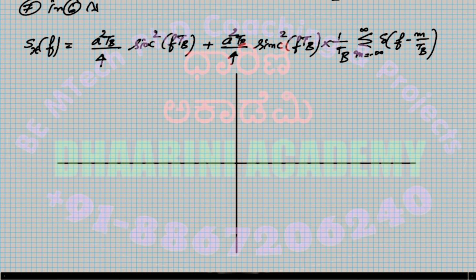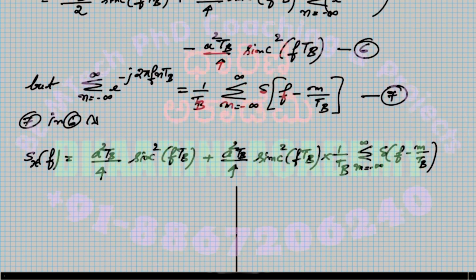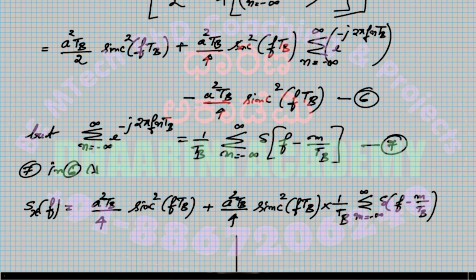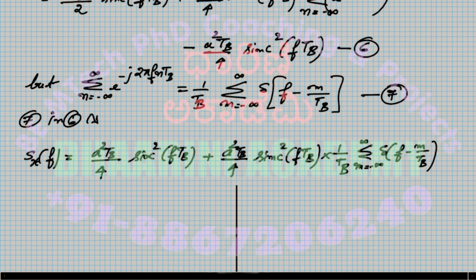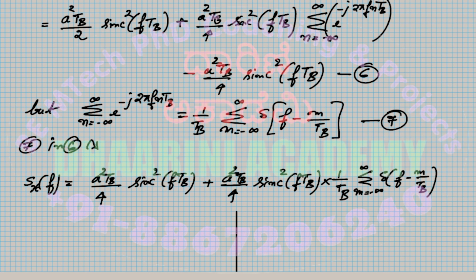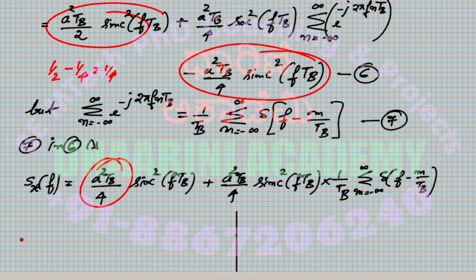Which one? Minus A square tb by 4. This part, the last one? Actually, that is simplified. You can add these two, they are the same, you club them together. So there is a 1 by 2 here, minus 1 by 4, that is equal to 1 by 4. That 1 by 4 I have written. Is it okay?